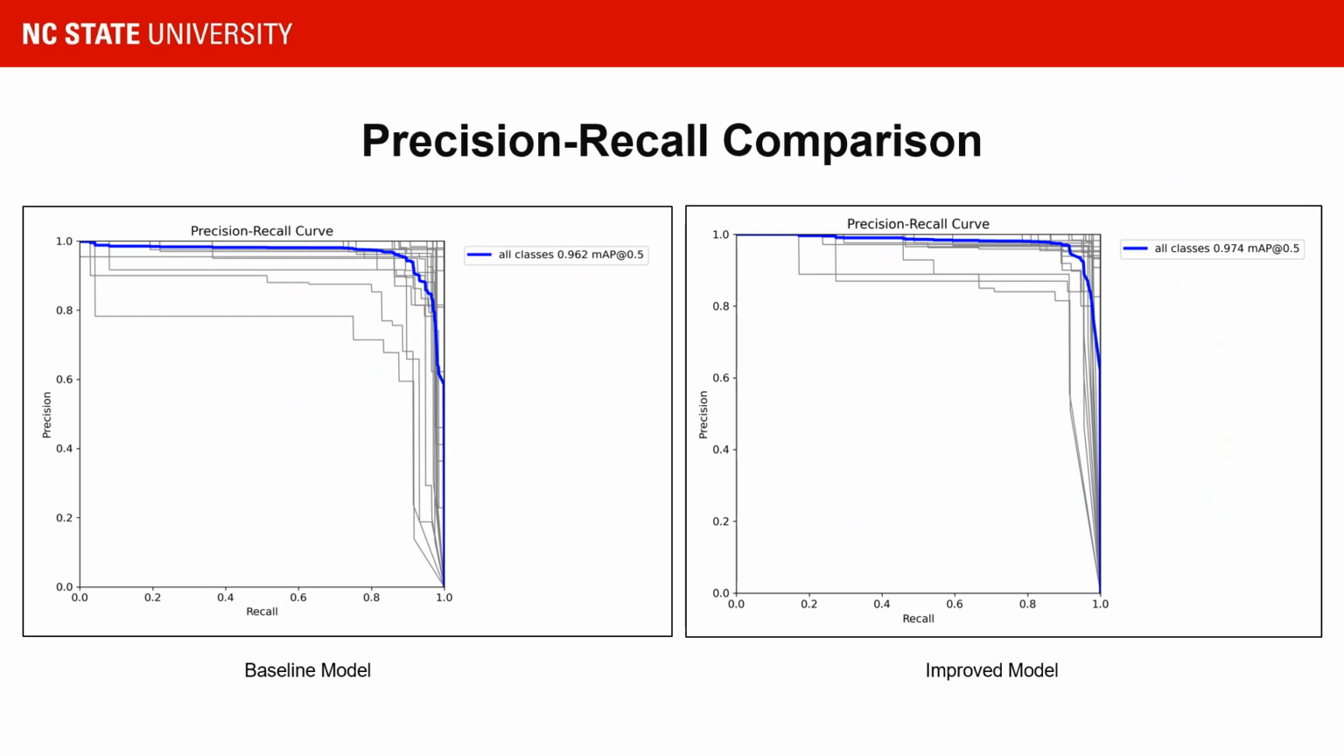Here's a comparison of the precision-recall trade-off between our baseline model and our improved model. Our improved model shows a better trade-off of precision and recall over all classes and significantly improved performance on many individual classes. This means our model has a low rate of false negatives and a low rate of false positives.